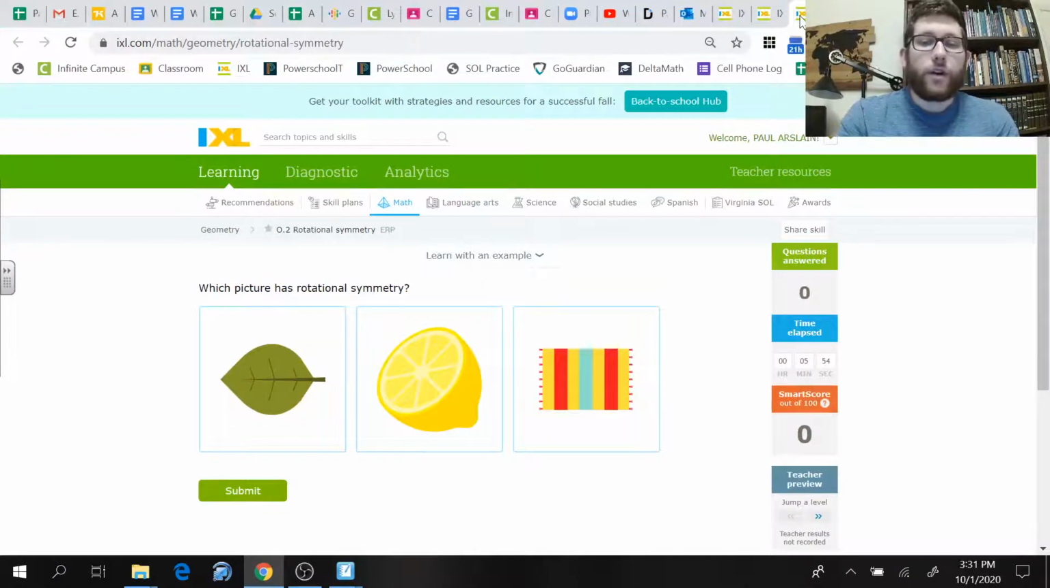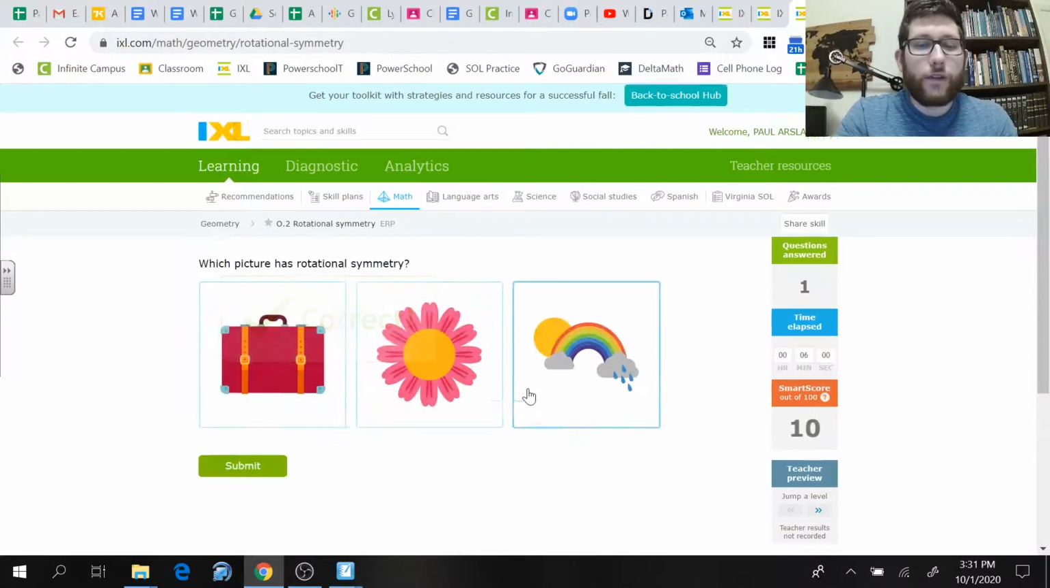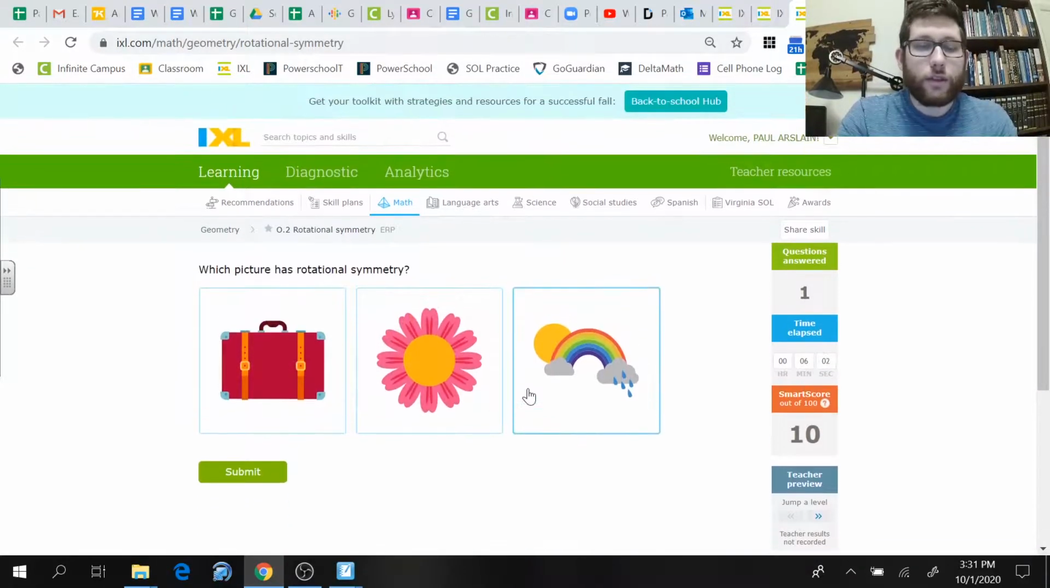Okay, the second one is which one has rotational symmetry. And so we're going to see which ones we can rotate. So we can't rotate the leaf. The lemon, if we were facing it straight on, would have rotational symmetry, but the actual picture here doesn't. This carpet does have rotational symmetry. And in this one, colors do matter, okay? So if one side is blue and the other side is red, it does make a difference.